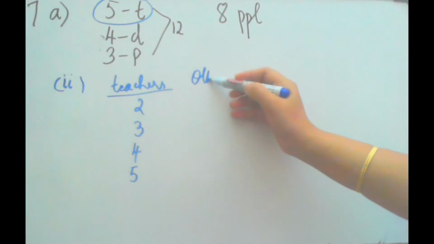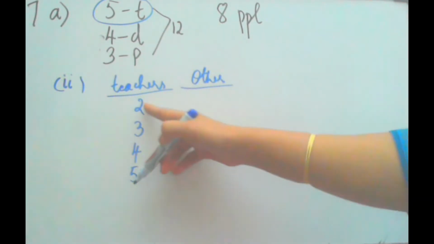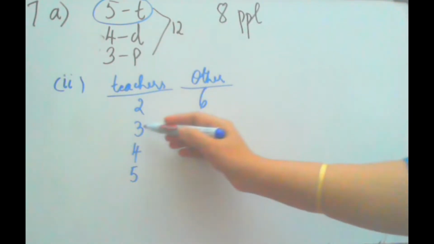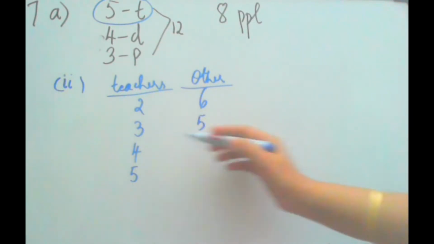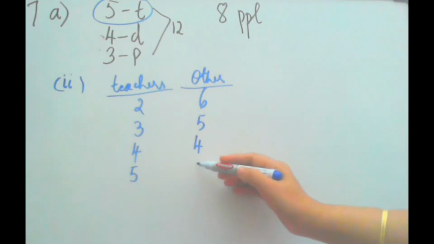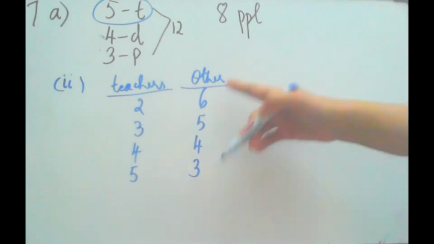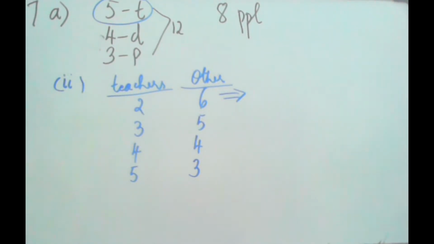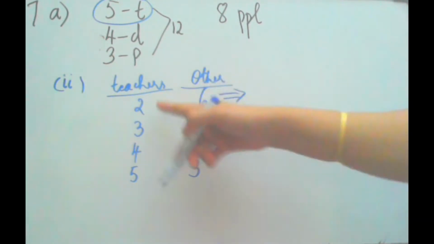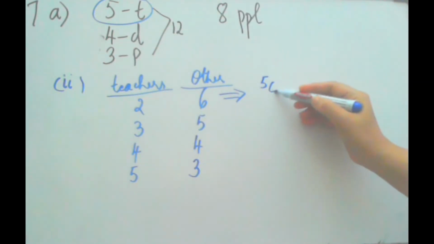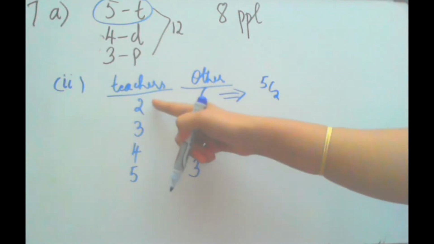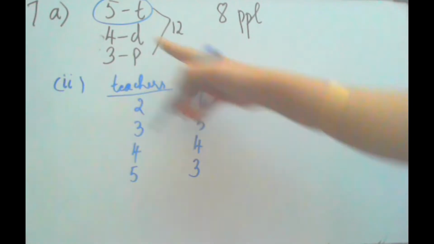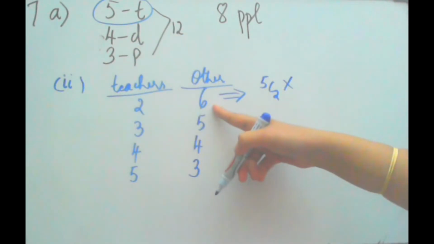So if I write it is other people, 2 teachers, then 6 will be from other people, 3 teachers, then 5 other people, 4 teachers, 4 other people, 5 teachers, 3 other people. So we have 4 options here. Accordingly we will calculate the options available. So if it is 2 teachers, we have 5 teachers, so the options are 5C2. For every option of selecting these 2 teachers, we have 7 people, out of which we have to select 6.